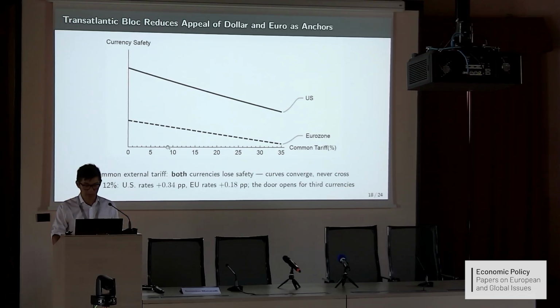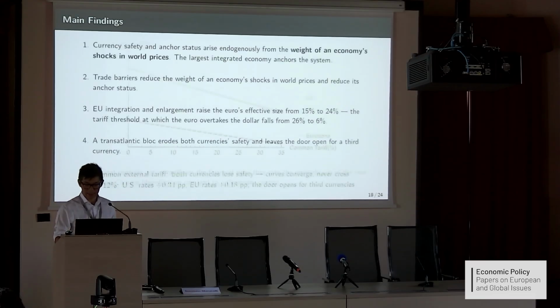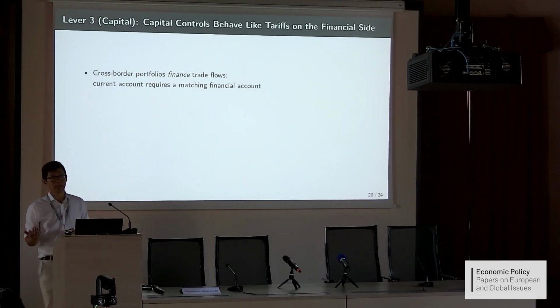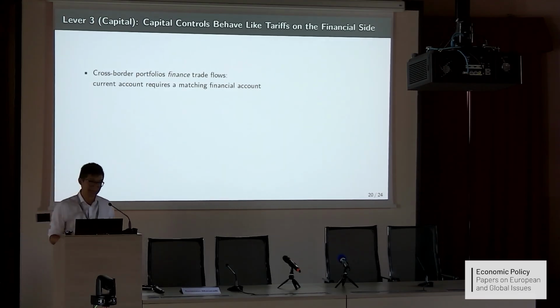At 12% common tariff, which is what the tariff rates are in the US, you can see that interest rates are going to rise in both countries by like 20 to 30 basis points. And in particular, that opens the door now for third countries. And in this last bit, I'm going to talk a little bit about China. We haven't talked at all about China, and we keep talking about country size, and China is the second largest economy in the world. Why don't we talk about China? And the answer in particular is about capital controls.